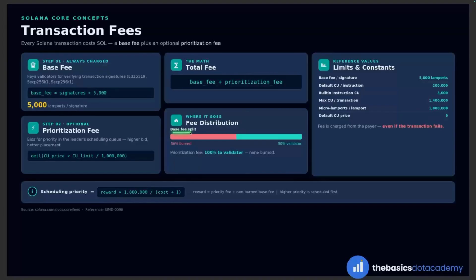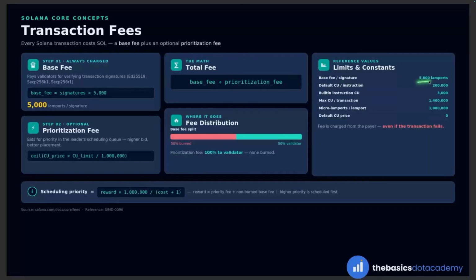Coming to the fee distribution, where exactly the fee goes. The base fee is split into two halves, wherein the first 50% of the base fee is burned and the next 50% is given to the validator. However, the priority fee is given 100% to the validator. None of the priority fee is burned.